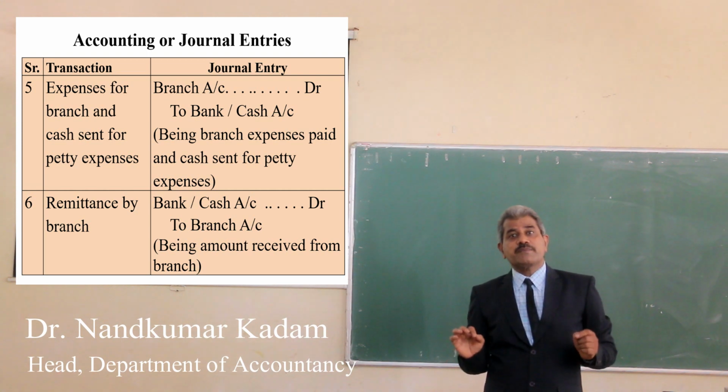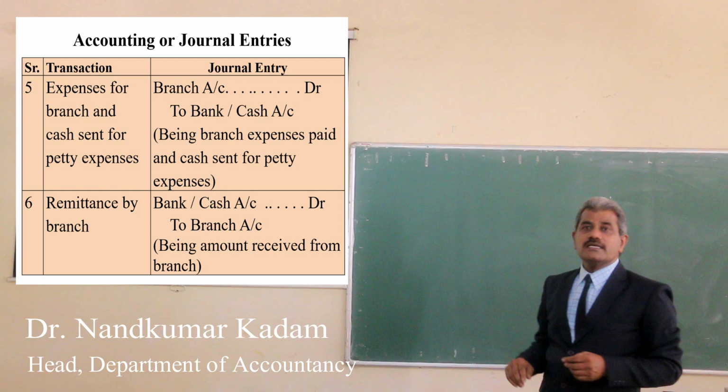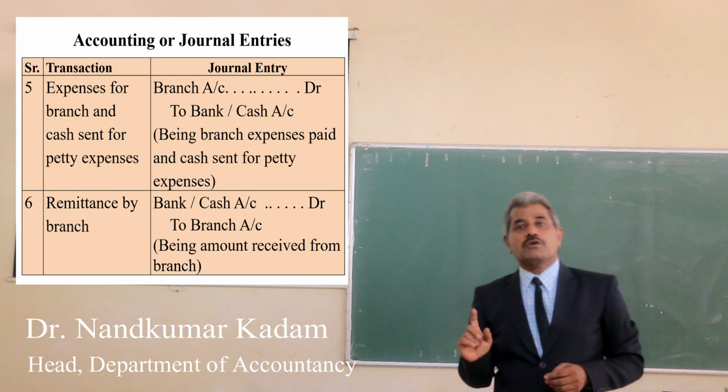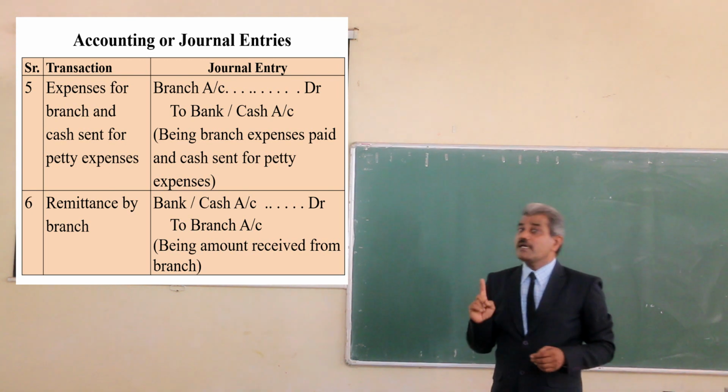The next entry is for expenses incurred by the head office for the branch. The entry is branch account debit to cash or bank account. Okay, keep it in mind.